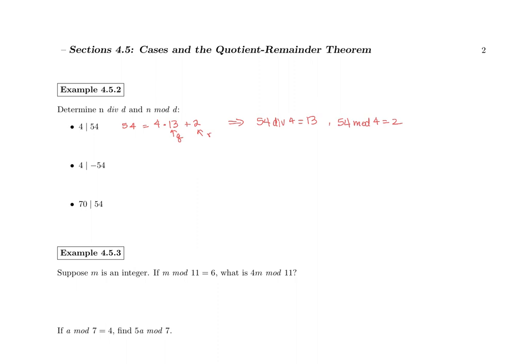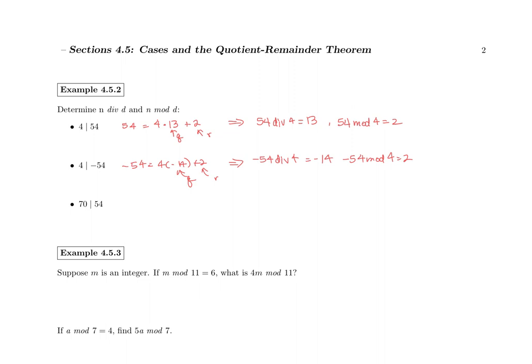Likewise, if we look at negative 54 equaling 4 times negative 14 plus 2, negative 14 was our q, 2 was still our r, so negative 54 div 4 was negative 14, and negative 54 mod 4 was still 2.